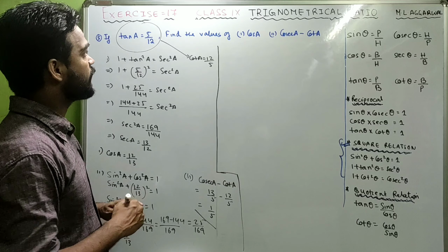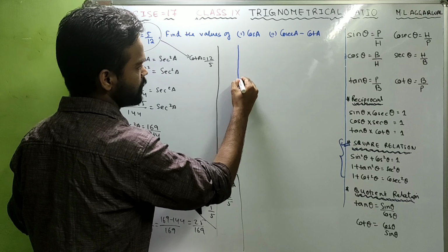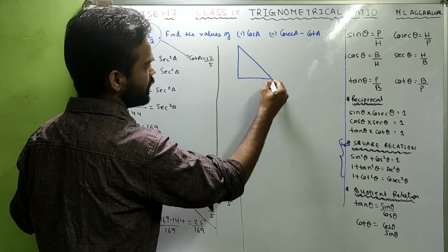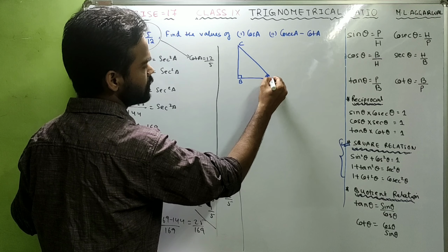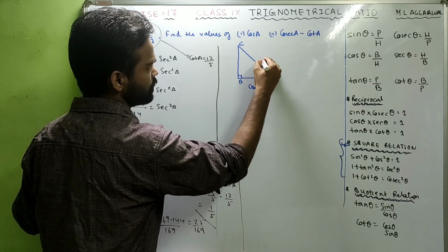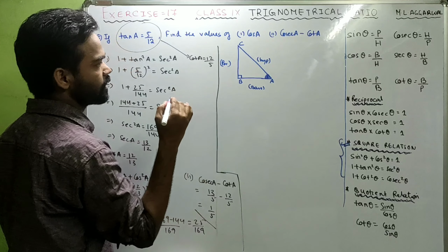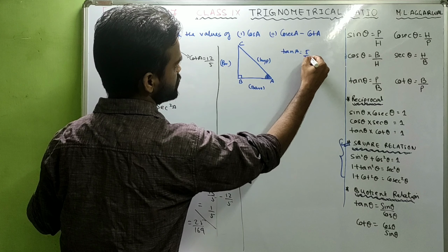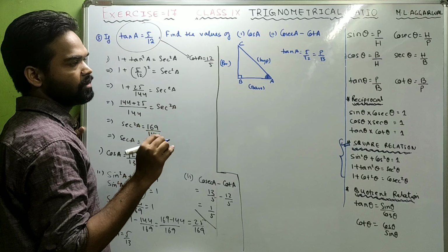The other way is drawing a triangle and continuing. Just see. I'll draw a triangle. Look over here. A, B, C, right angle triangle. A is my acute angle over here. So if A is this, we know this is your base. This is always the hypotenuse. This is the perpendicular. Now, tan A is given as 5 by 12. This is perpendicular by base, we know.